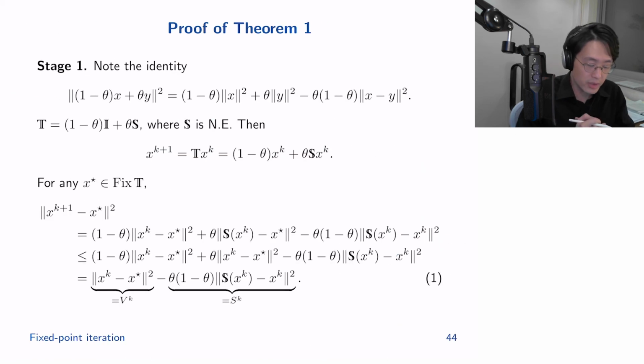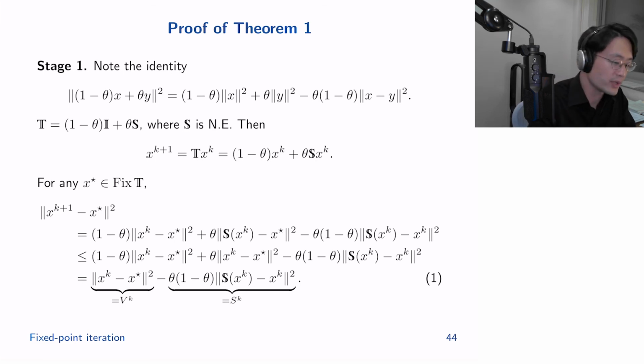Okay, let's prove Theorem 1. The proof of Theorem 1 will consist of 3 stages. So let's start with stage 1. In stage 1, we first note this identity. This identity is perhaps not obvious, but to verify it, you just expand the square on both sides and verify that everything cancels out. So this identity can be verified through elementary, albeit somewhat tedious, calculations.